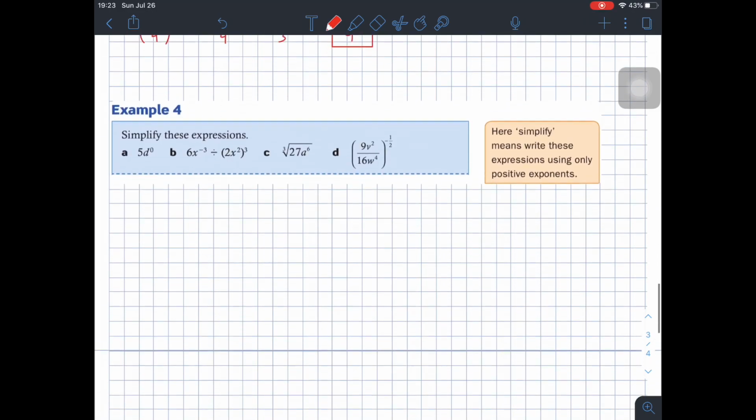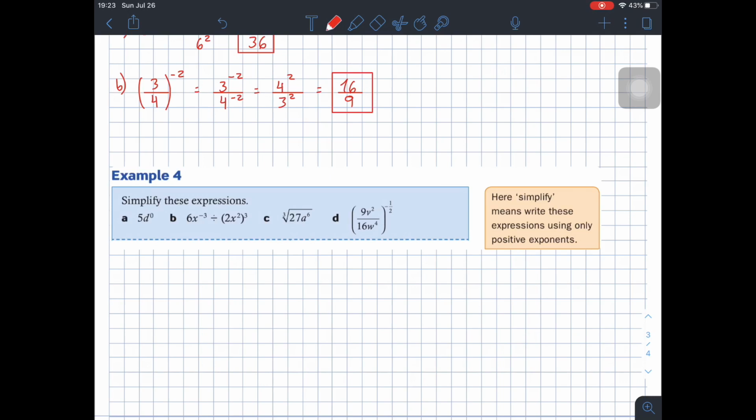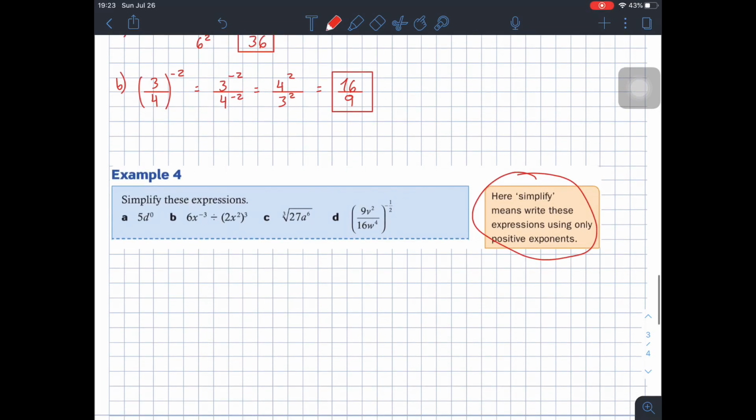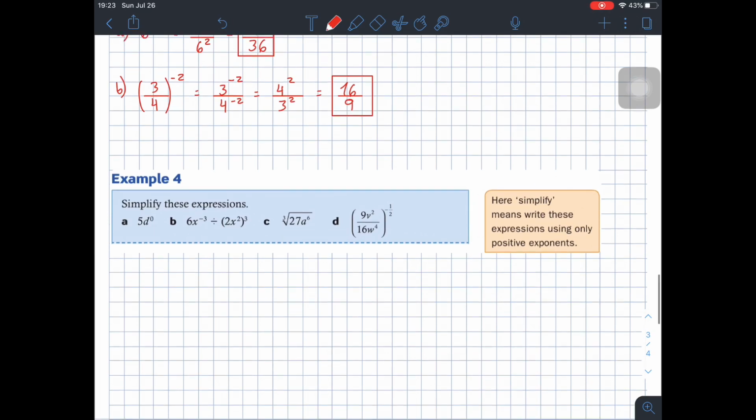Yes. Example 4. We're going to see some exercises where we need to apply multiple laws. So here it says simplify these expressions. And here we have simplify means write this expression using only positive exponents. So that's what the word simplify means in this particular set of exercises. Okay, so part A, we have 5 times d to the power of 0.